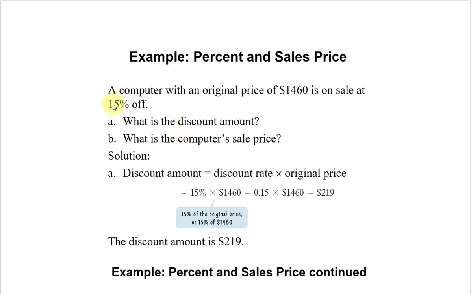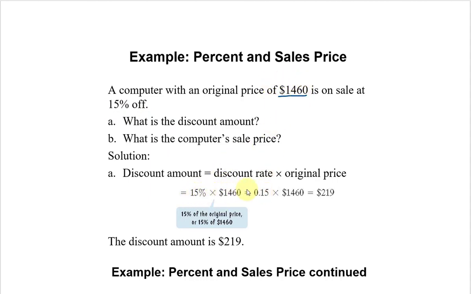We have this example with a computer with an original price of 1,460. It's on sale at 15% off. So what is the discount amount? And what is the computer sale price? Now, we know that this price is the original price. So you are looking for the discount amount with 15% off. So we take 15% multiplied by the original price.